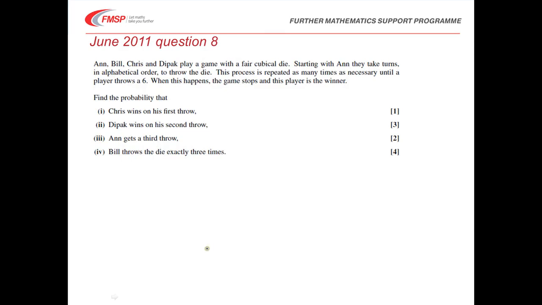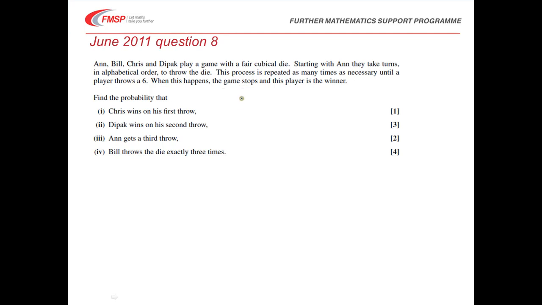So, June 2011, question 8. Anne, Bill, Chris and Deepak play a game with a fair cubical dice. Starting with Anne, they take turns in alphabetical order to throw the die. This process is repeated as many times as necessary until a player throws a 6. When this happens, the game stops and the player is the winner. So find the probability that Chris wins on his first throw.